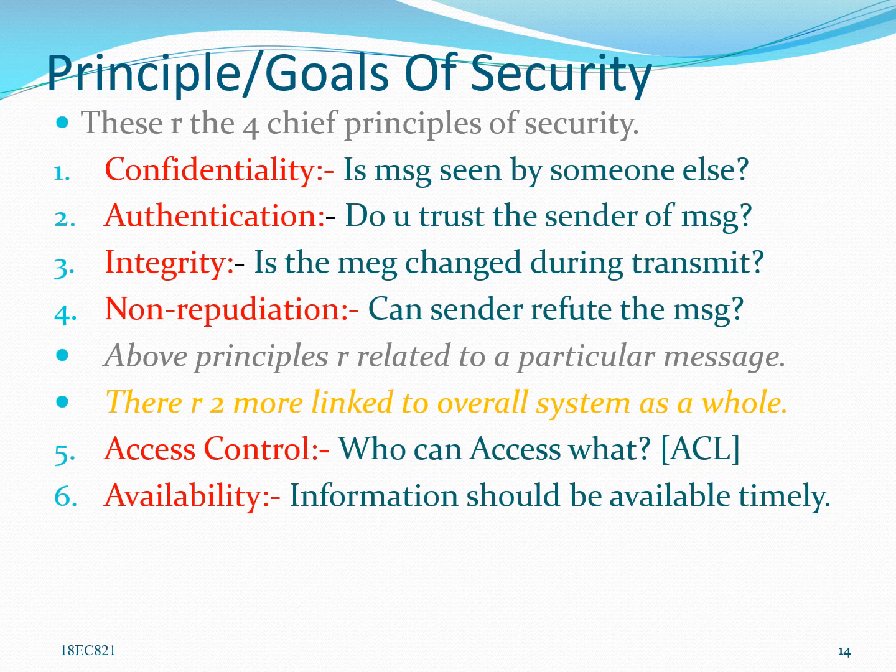So there are four chief principles of security. There are two more: one is called access control, the other one is called availability. Access control means who can access what. Availability means information should be available in time for everyone.